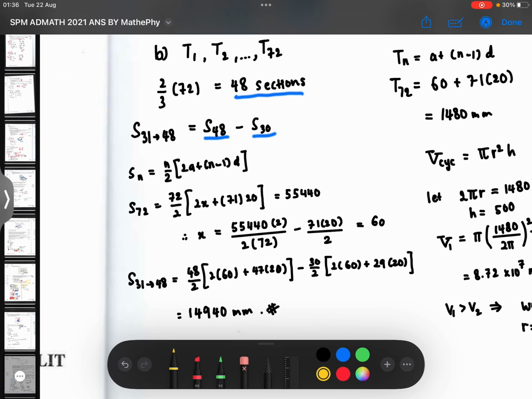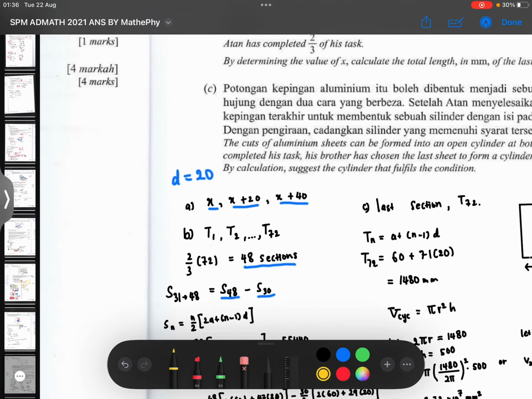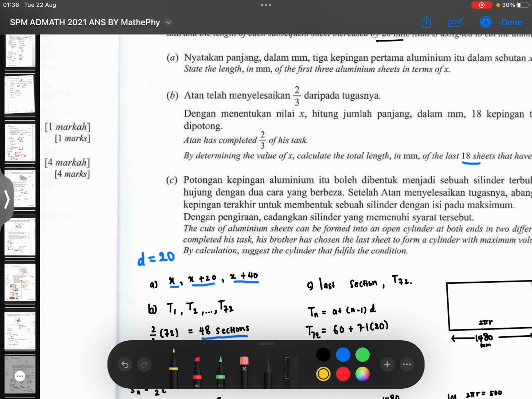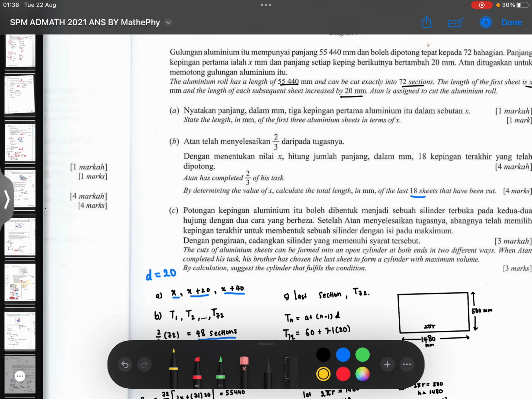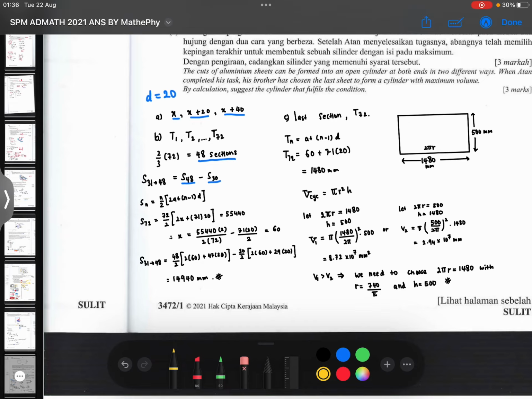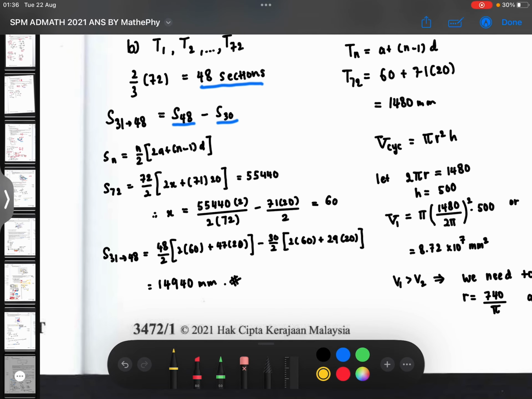But before that we need to find the value of x. Because we know that the whole term is until 72 terms, or 72 sections of aluminum, and the whole aluminum has length of 55,440 millimeter. Sorry, 55,440 millimeter. So we just substitute into S72 using the formula, equals to this. You get x equals to 60.